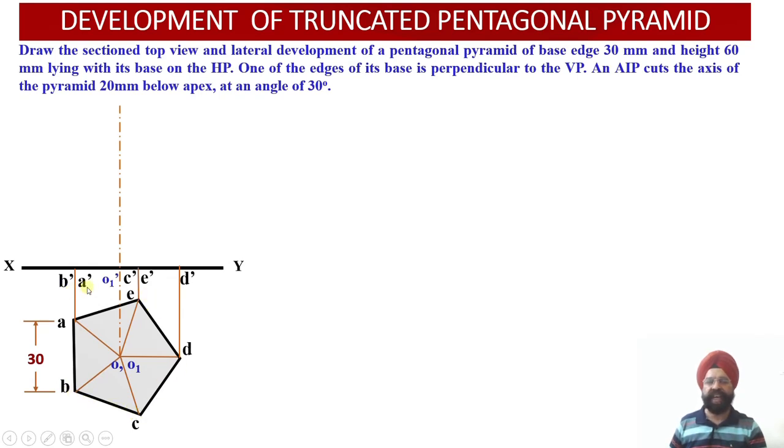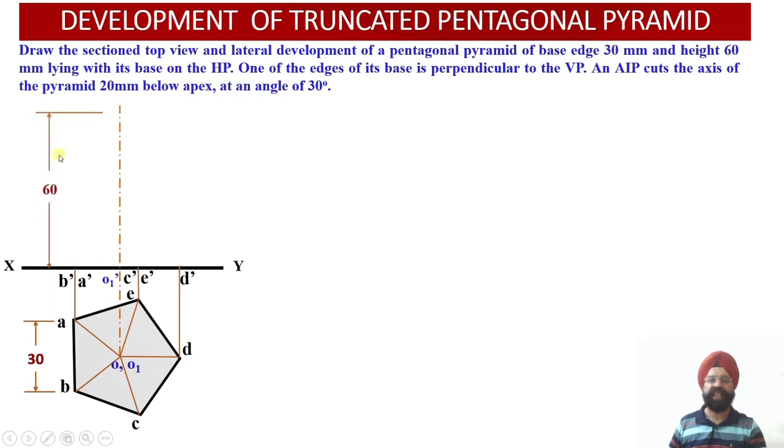Now B dash A dash is the point corresponding to the projector drawn through B and A. So this is the front view of the points B dash A dash. Similarly, you draw the projector through C and E, so the front view projection C dash E dash we are going to get. You draw the projector through point D on the base. So the D dash point will be located on the XY line because the base of the pentagonal pyramid is lying on the horizontal plane.